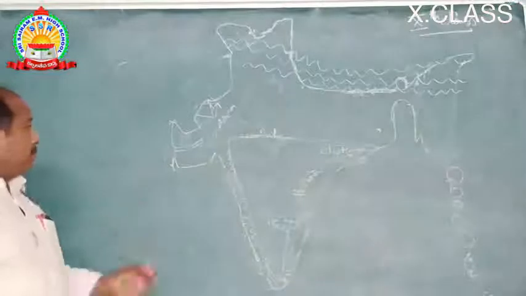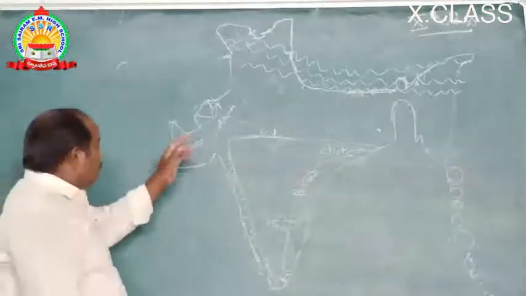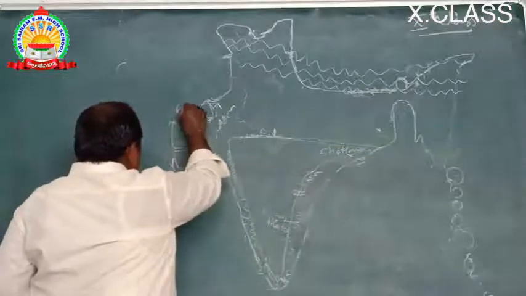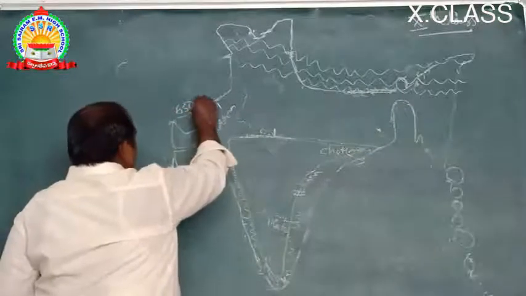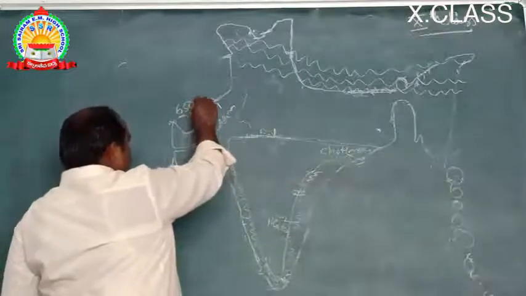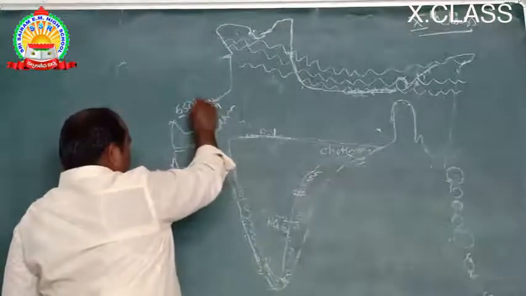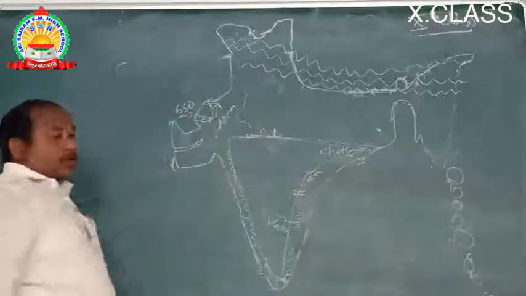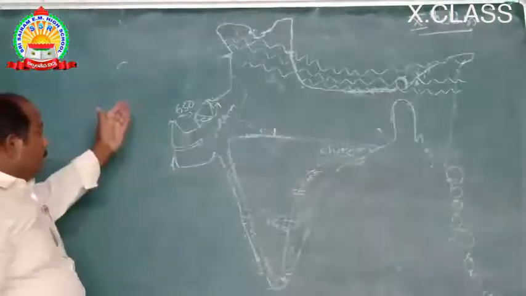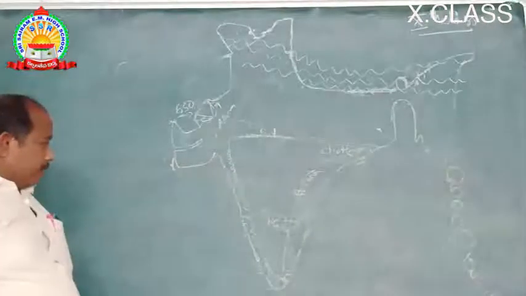Just to add one missed topic in the Thar desert: the Indira Gandhi Canal is there. It is the longest canal in India. The length of the Indira Gandhi Canal is about 650 kilometers.